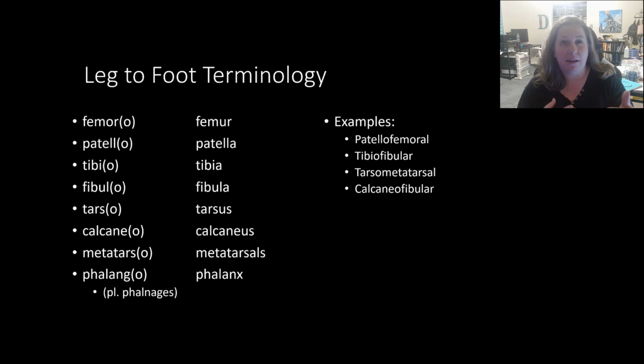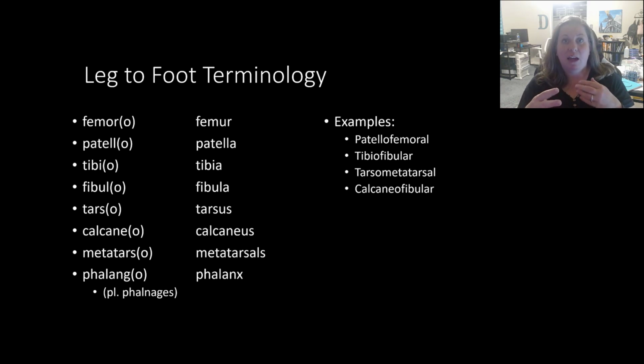So we have patellar femoral. This is going to be where the patella and the femur are going to be close together. It's pertaining to that area. Tibiofibular is very similar to the radial ulna area, where we see at the proximal end by the knee, these guys come in contact, but also down by the actual ankle.